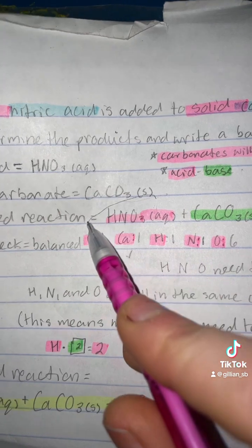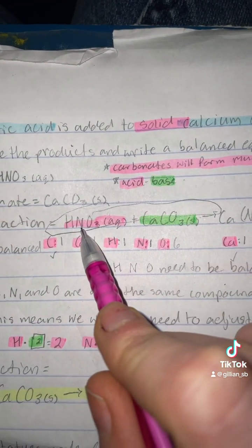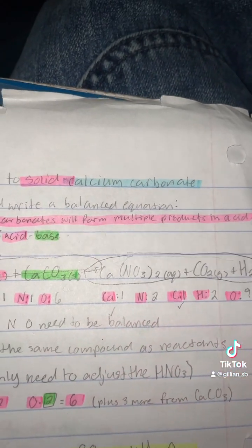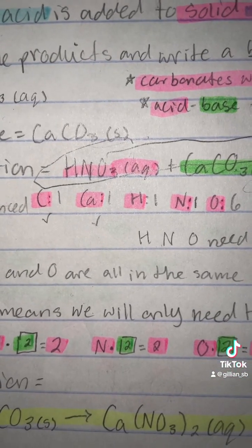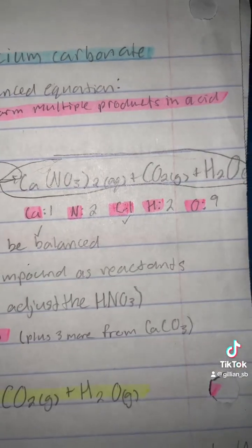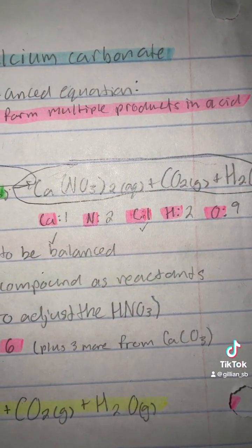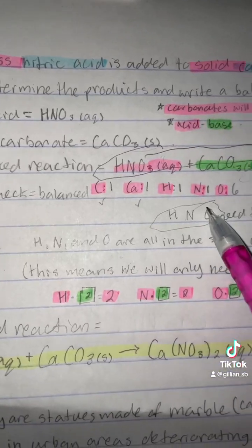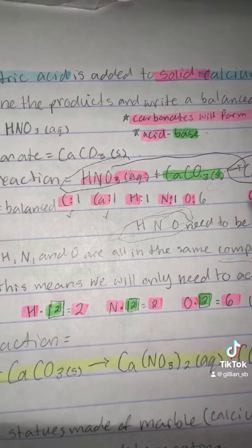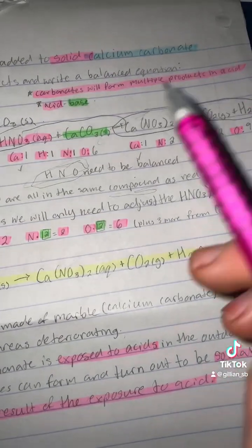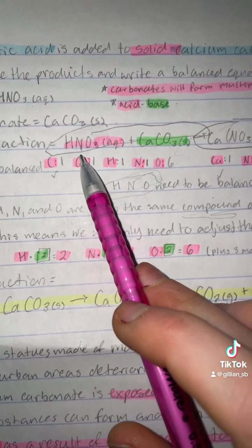The reactants are right here. This is the nitric acid and the calcium carbonate, and then that gets us to these products. We check to see how much of each element is on each side. Some of them are already balanced, like the calcium and the carbon. Balancing H and O won't be too hard because they're in the same compound when they're reactants, so you will only need to adjust the HNO3 on this side.